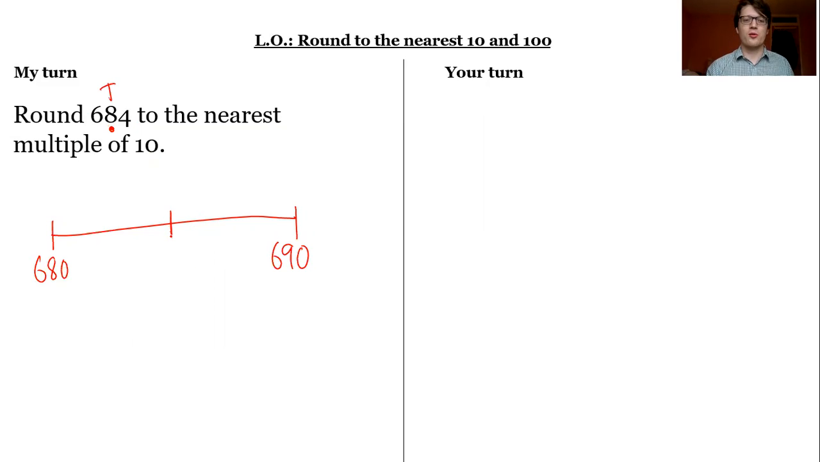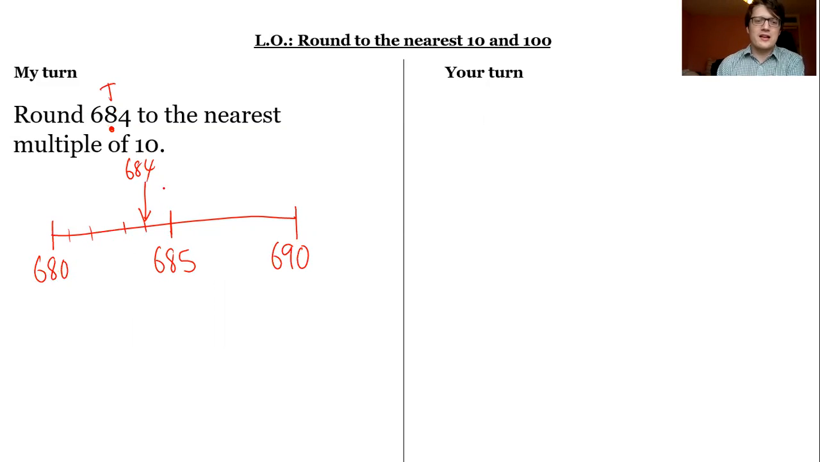Now, with rounding, it's important I then find what's halfway between these two multiples. Well, it's going to be 685. I know halfway between 0 and 10 is 5. Halfway between 80 and 90 will be 85. And then I can put 684 onto the number line. Well, it's going to be around here, isn't it? 680, 1, 2, 3, 4, 5.